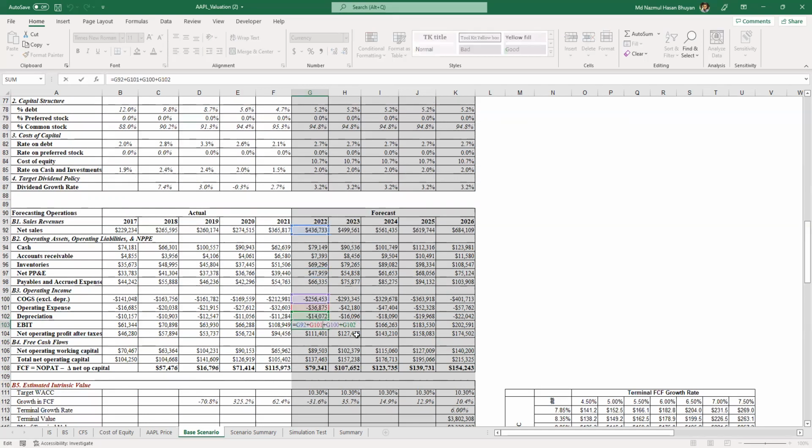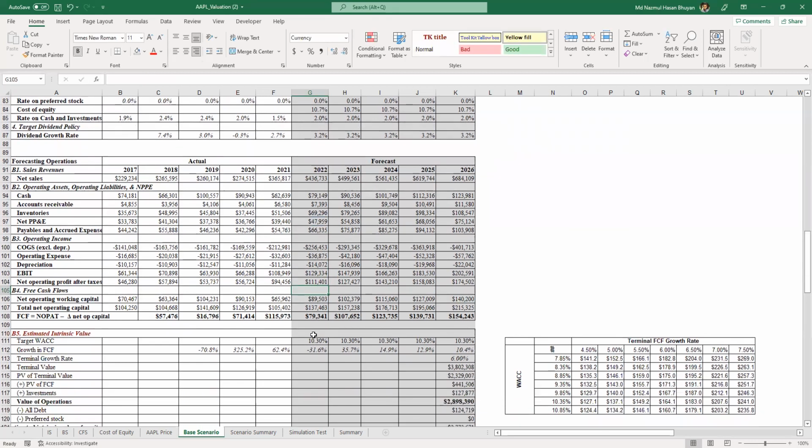Then you get your EBIT. So EBIT is the difference between net sales and all the operating expenses, including depreciation. So you get your EBIT. Then net operating profit after tax. So apply the tax rate, so calculate EBIT net of tax to get your net operating profit after tax. Now we are going to calculate our free cash flow.